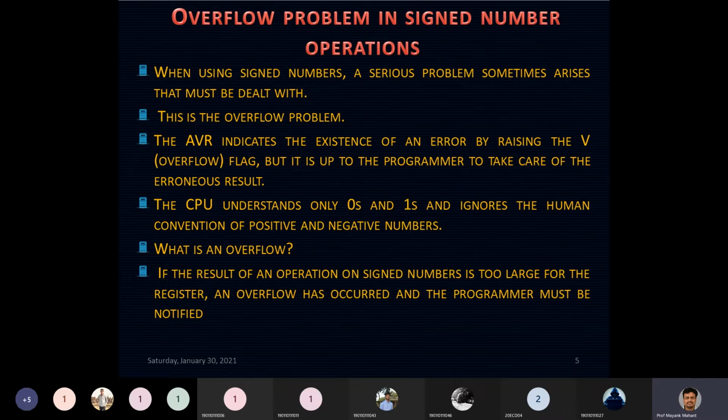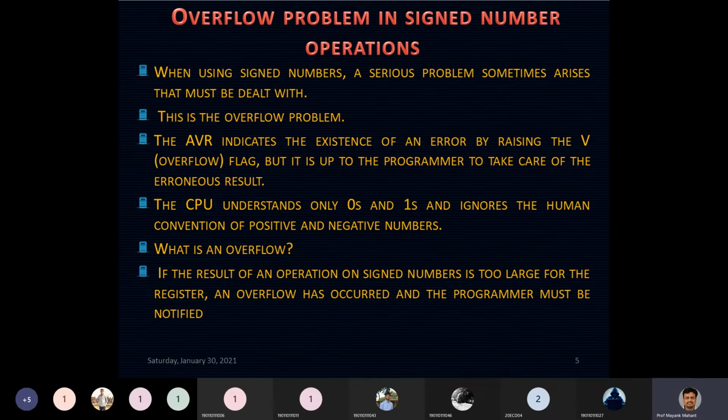So now when we are using a signed number, a serious problem sometimes arises that we must deal with, and this problem is what is called an overflow problem. Already I have discussed that whenever the carry is propagated from D6 to D7 bit, it is going to alter your sign bit, and we don't want the sign bit to get altered. So that is the reason there is an overflow problem, and we need to deal with it.